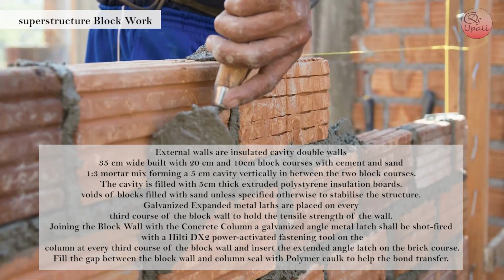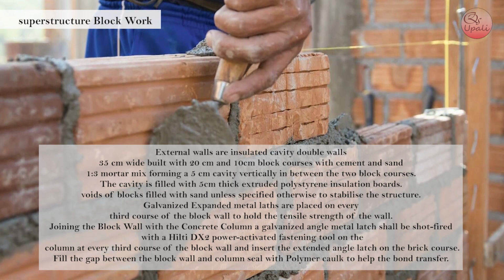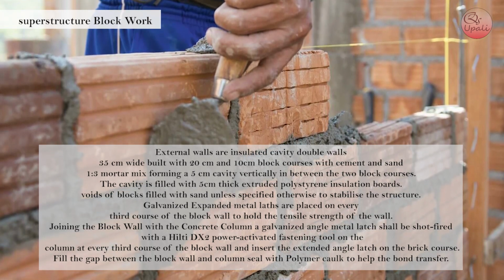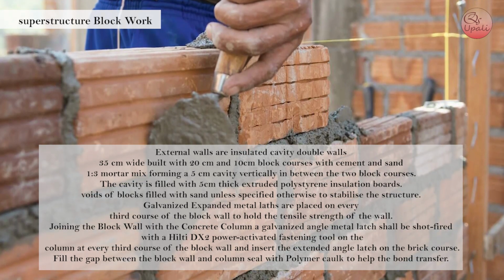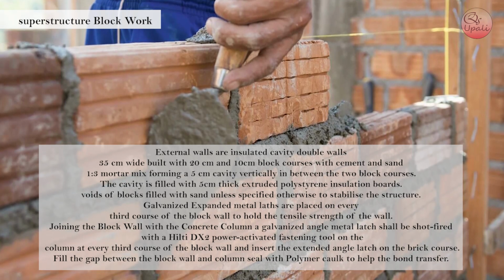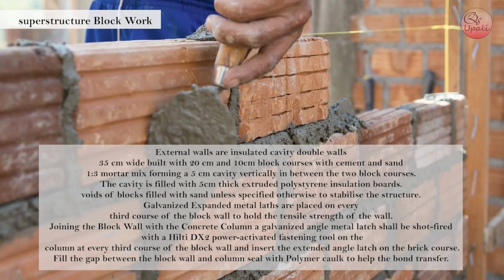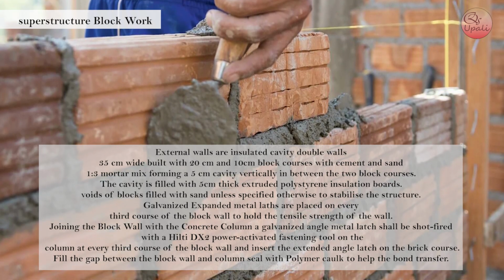The cavity is filled with 5 cm thick extruded polystyrene insulation boards, and the voids of the blocks are filled with sand unless specified otherwise, to stabilize the structure. Galvanized expanded metal laths are placed on every third course of the block wall to hold the tensile strength of the wall.